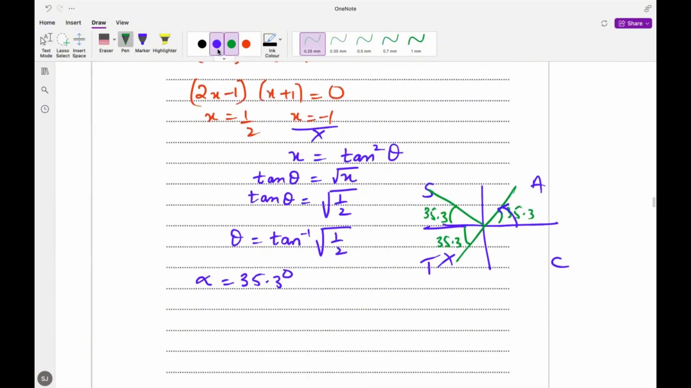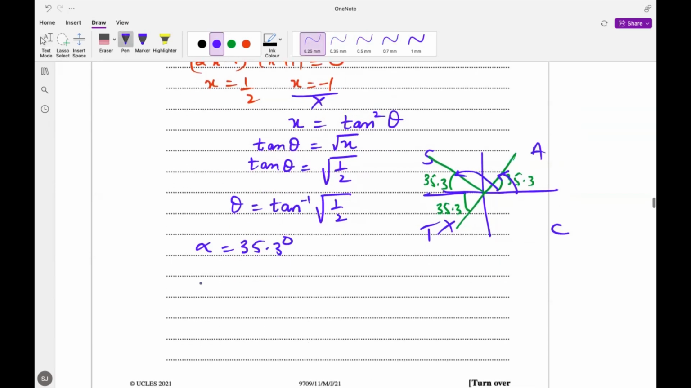So the second value will be 180 minus 35.3. So one value of theta will be 35.3 and the second value will be 180 minus 35.3. So the final answer will be 35.3 degrees and 144.7 degrees.